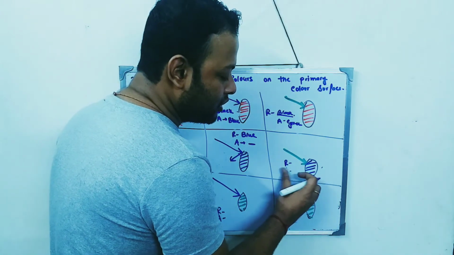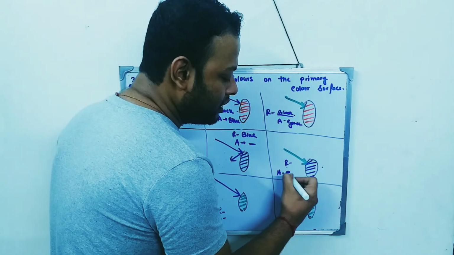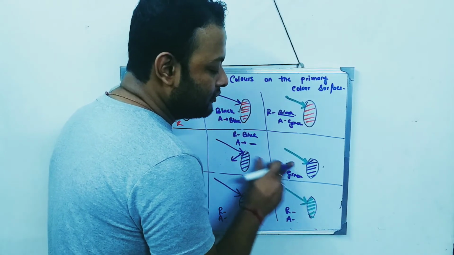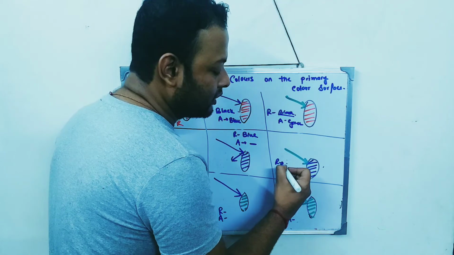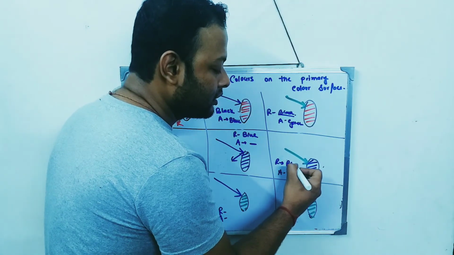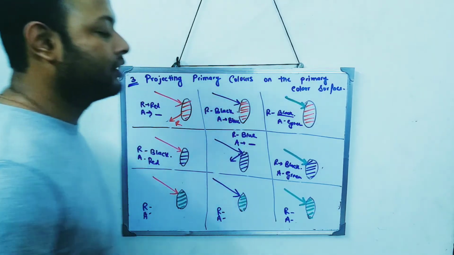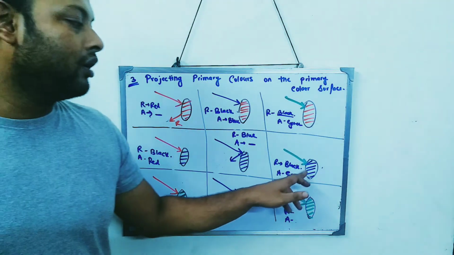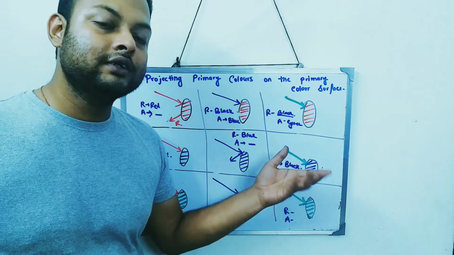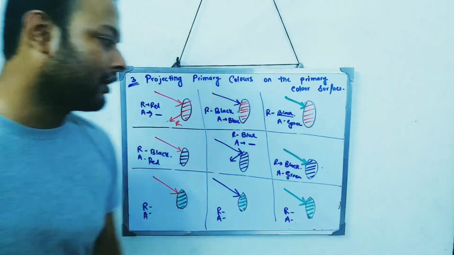So what is getting absorbed? The green color is getting absorbed. So what is getting reflected? Think what is getting reflected. Nothing is getting reflected. So it appears black in color. So the blue color is getting absorbed. As a result, nothing is getting reflected. So it appears black.